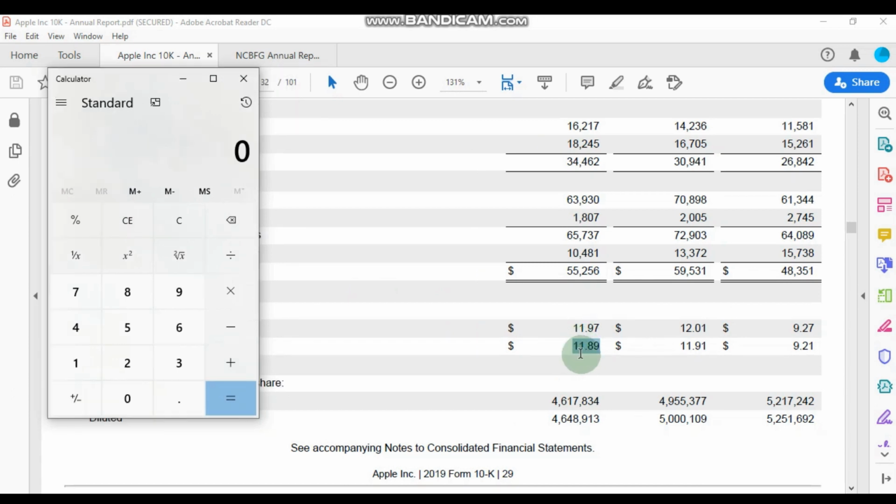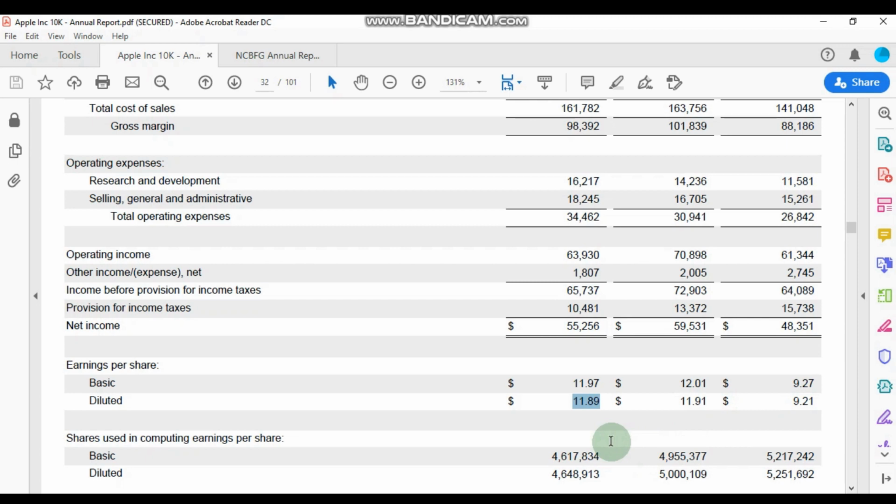We can also verify this diluted earnings per share number, and we would do that by dividing the $55,256,000,000 of net income by the 4.648 billion shares that Apple had in issue at the end of that period. So let's put in those numbers, and we're dividing that number by 4,648,913,000. And here you can see that we do indeed get $11.89 per share.